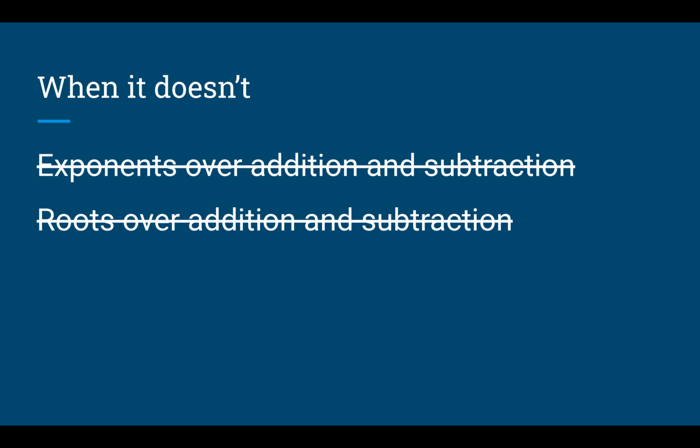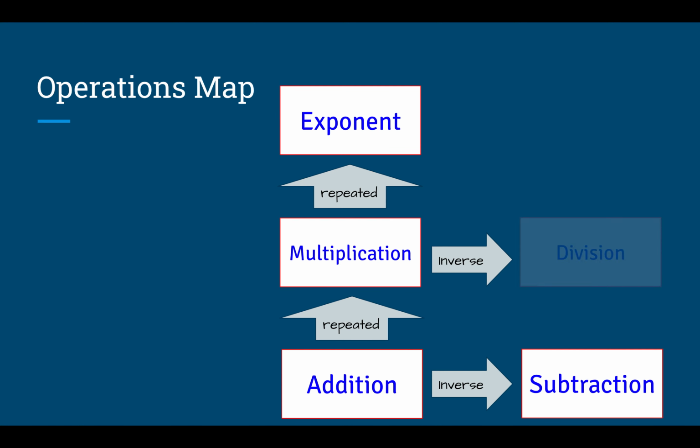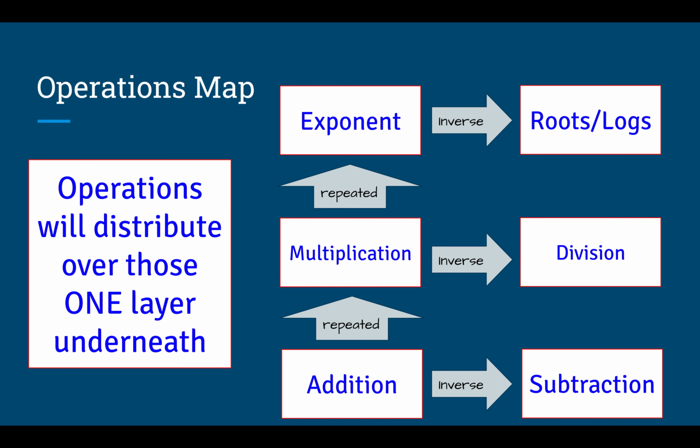When does it not work? We are trying to skip those two levels, so exponents will not distribute over addition and subtraction. We'll look at some counterexamples in a second, and you can't do roots over addition and subtraction, only over division and multiplication. Just a quick reminder, this is why that won't work, because you're going over those double layers, and it's because of that whole repeated thing that links each layer that you can do it. I can go into proofs, but I don't think you want to see them right now.